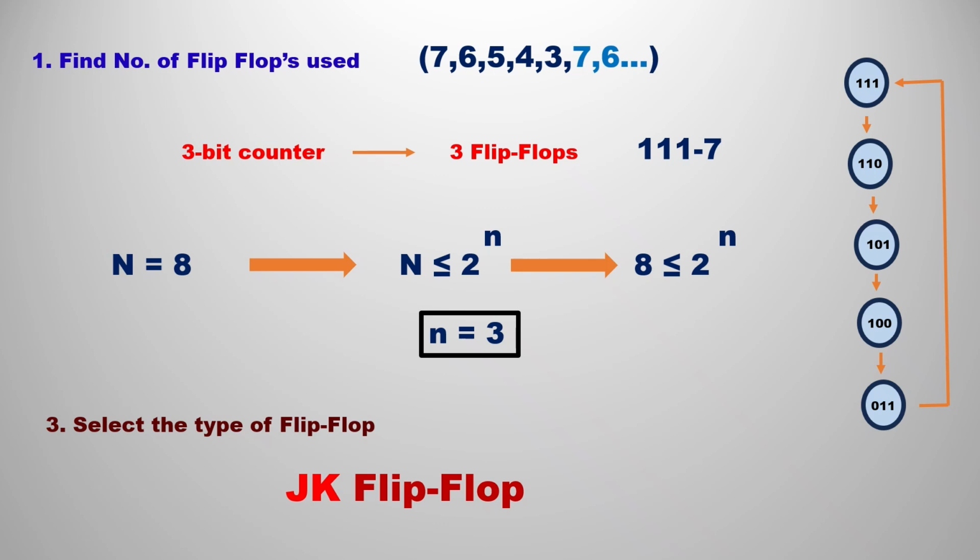Or we can simply use this formula. Capital N equals 8, meaning there are a total of 8 states, including unused states. Unused states means states not given in the sequence. So if you compare with the formula, capital N less than or equal to 2 power n, N equals 8, so we can observe small n equals 3. And I took the flip-flop as JK flip-flop. You can use T flip-flop also.